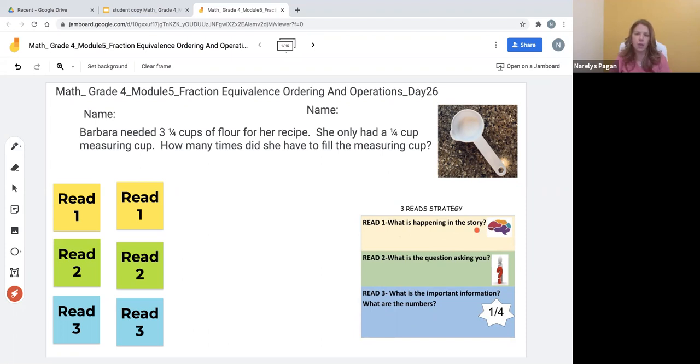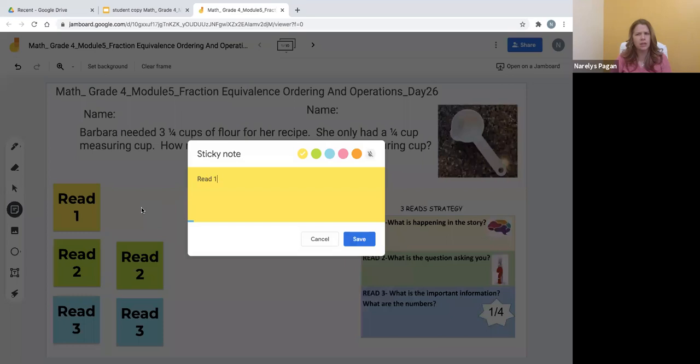In literacy, or when we read a story, we make a mind movie and we think about who is in the story, what is in the story, and what is happening. And so today, after read 1, you are going to think about what is happening in the story. Then you're going to click at read 1, which is yellow, on a yellow sticky note. And when you click on this yellow sticky note, you're going to write down what is happening in the story.